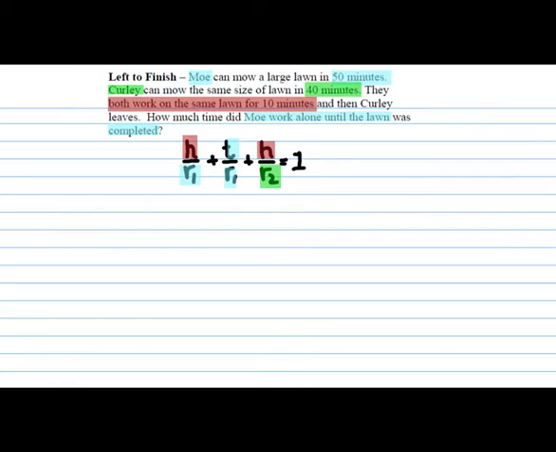And like I say, I've already got a problem posted for working together. So let's go ahead and fill in the numbers that we need. H I know is going to be 10. So I've got 10 over 50 for Mo.